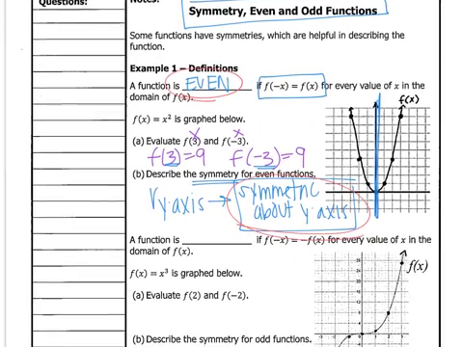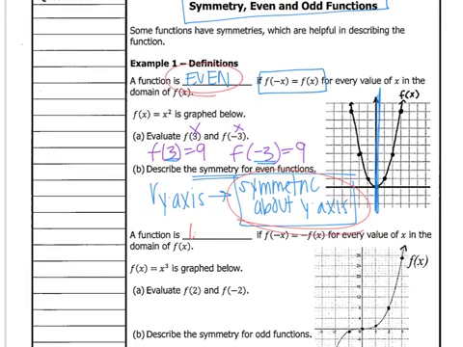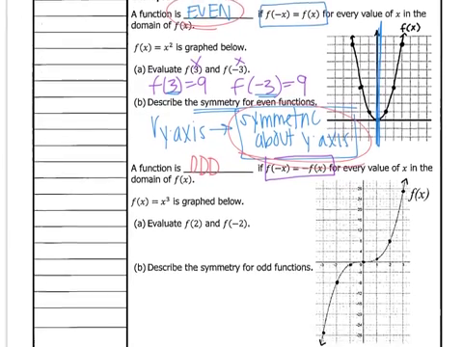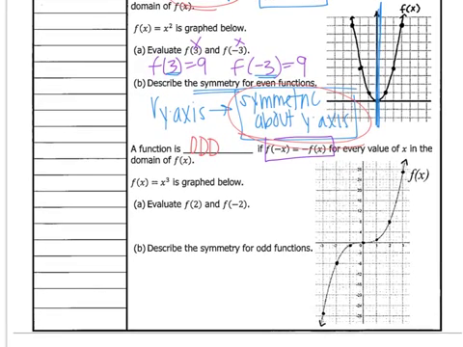Then we have something called odd functions. A function is odd if f of negative x equals negative f of x for every value of x in the domain of f of x. So we have this function here, f equals x to the third, and it says to evaluate f of 2 and f of negative 2. So I'm going to ask that you do that right now on your own.